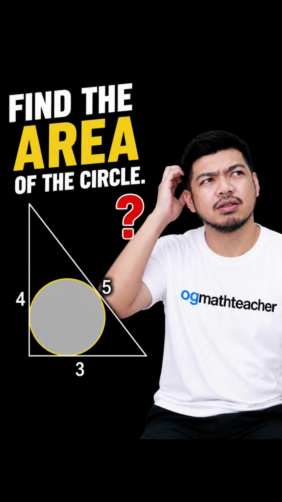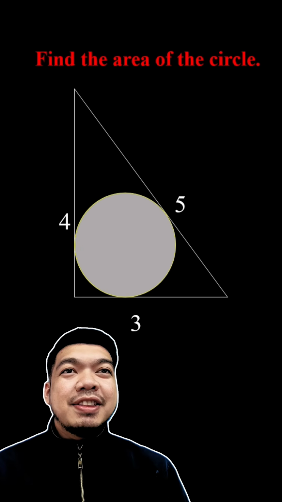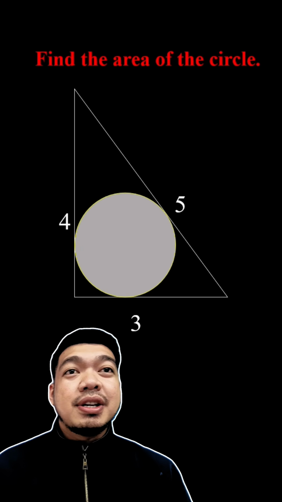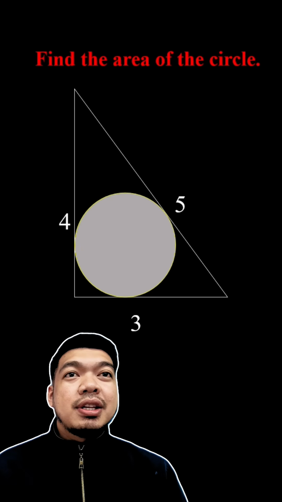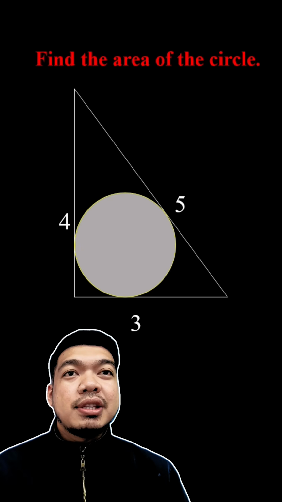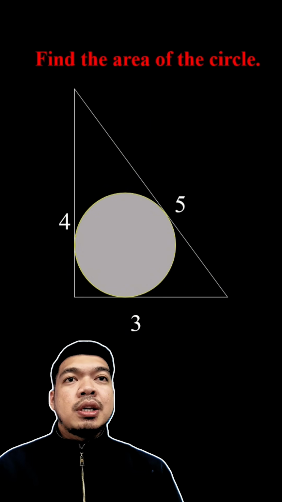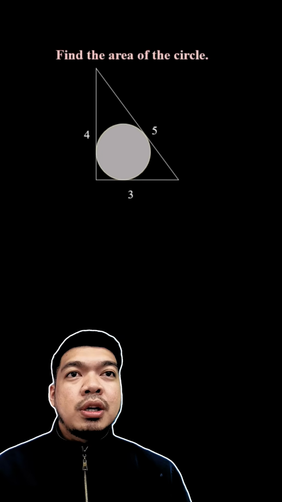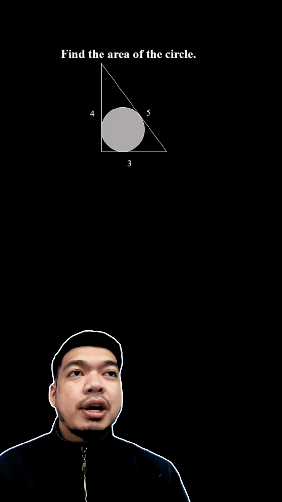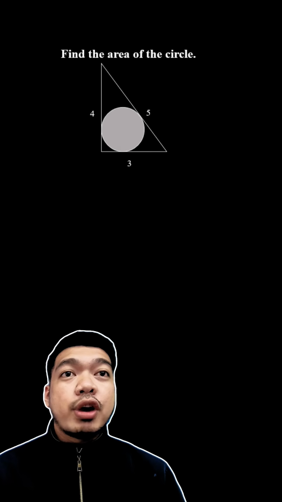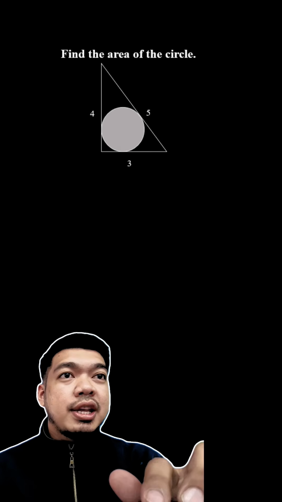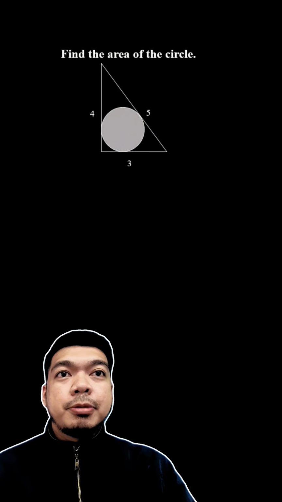In this math problem, we're going to find the area of the circle, which is inscribed in a triangle with side lengths 3, 4, 5. I noticed that the side lengths of this triangle would mean that this triangle is a right triangle, because 3, 4, and 5 is an example of a Pythagorean triple.